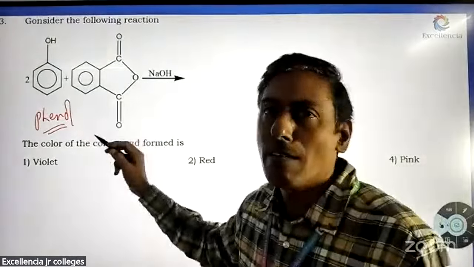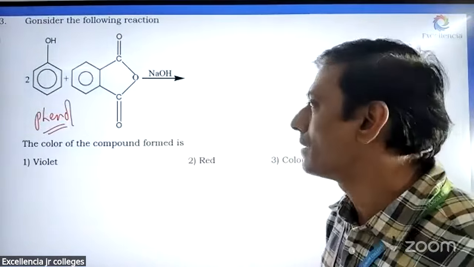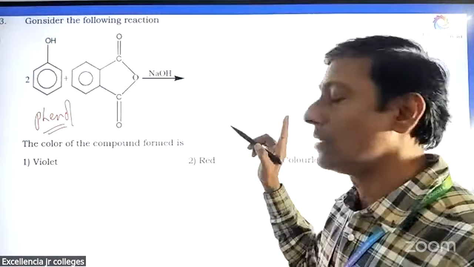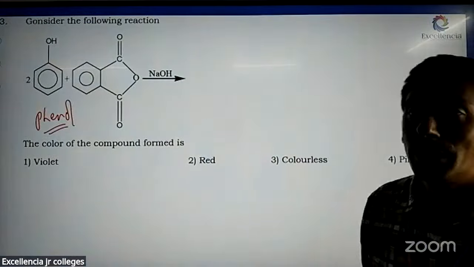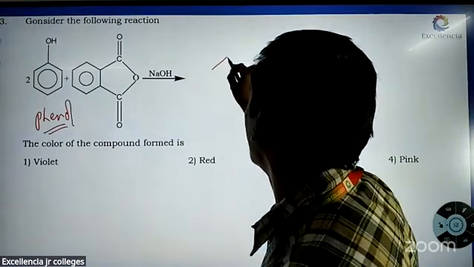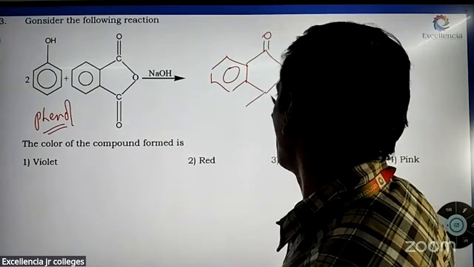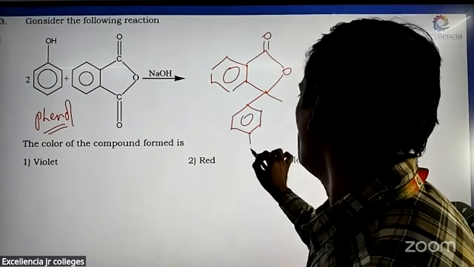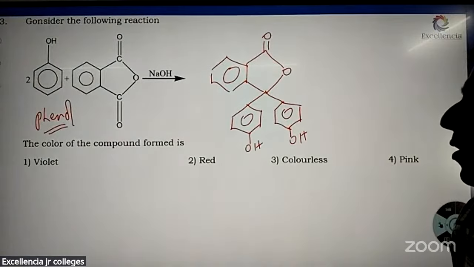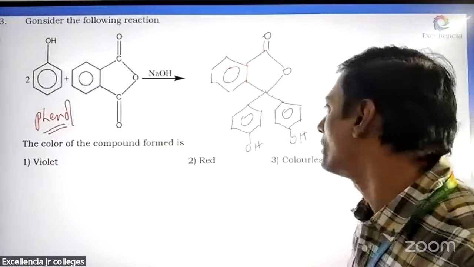So phenol plus phthalic anhydride. If you have gone through the phenol preparation and properties, you can answer the question. What are we getting? We are getting a compound like this. Actually, no need to remember the structure of the product; without remembering it we can go for the answer. But okay, once I'll write the structure of the product. So this is the product here. What is this one? Phenolphthalein. When phenol reacts with phthalic anhydride, we get phenolphthalein.